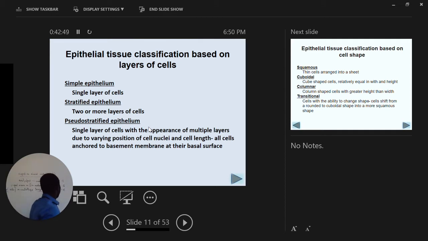Now, we also have another classification that is based on what? On the cell shape. Thank you. Now, don't be curious to think about where it is yet. We are just looking at how they are classified. This is classification.